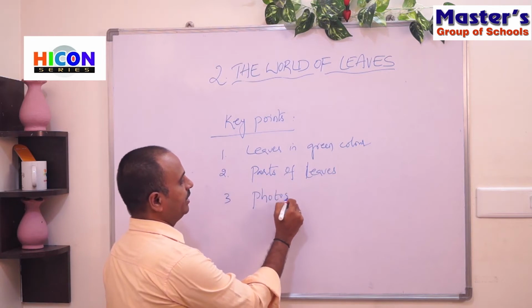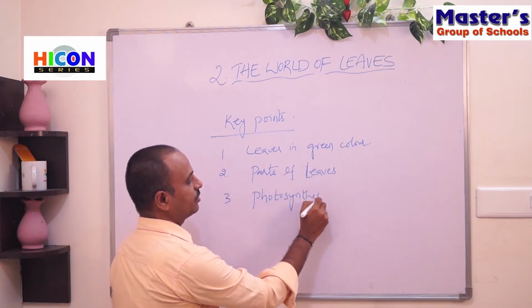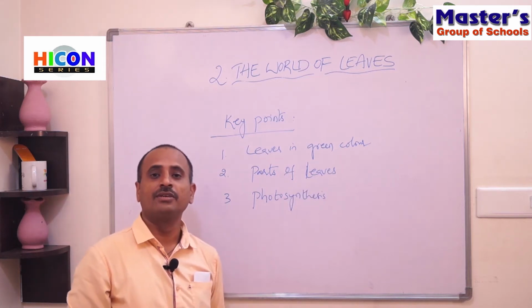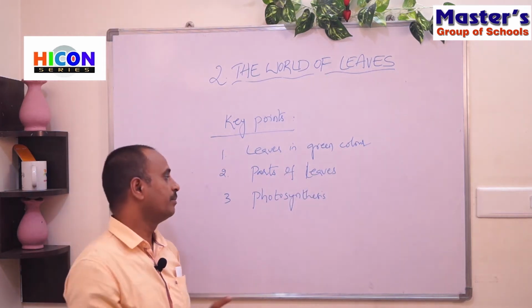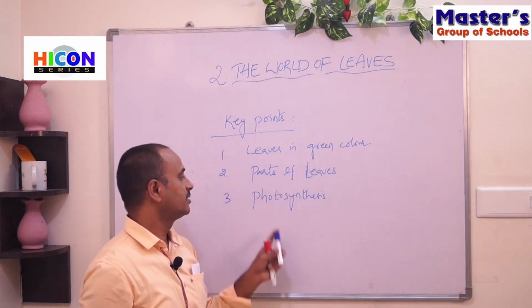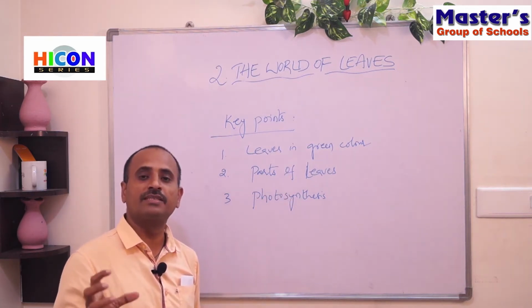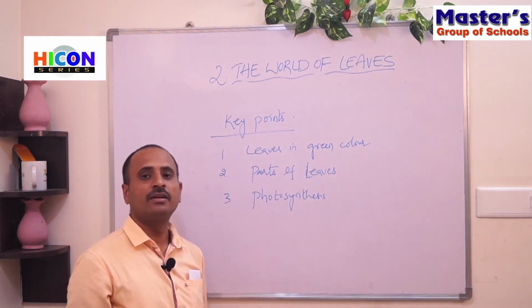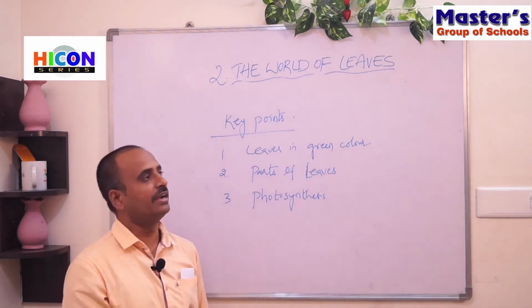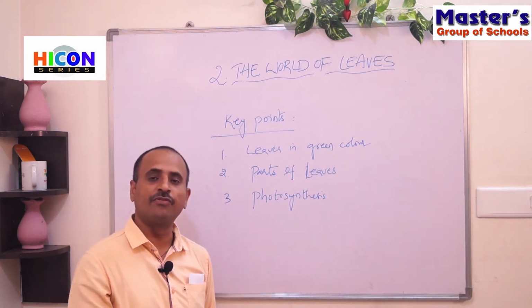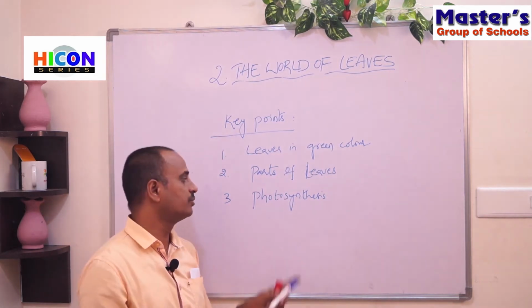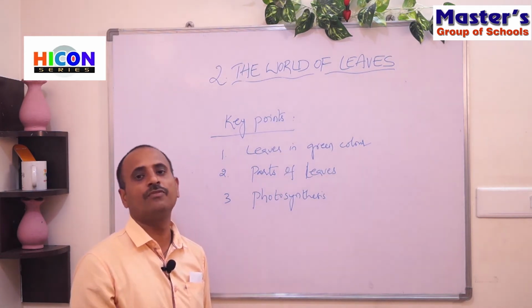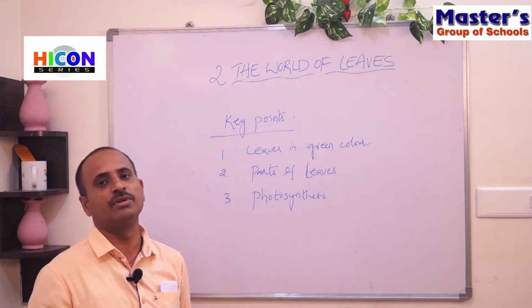Another one is the photosynthesis process. The important point we have discussed in this chapter is photosynthesis. Photo means light, synthesis means combination. Leaves prepare food by using the process of photosynthesis. In this process, the leaves mix the water, minerals and carbon dioxide present in the atmosphere with the help of chlorophyll, and in the presence of sunlight they prepare food and give out oxygen. This oxygen is helpful for all living beings like animals.